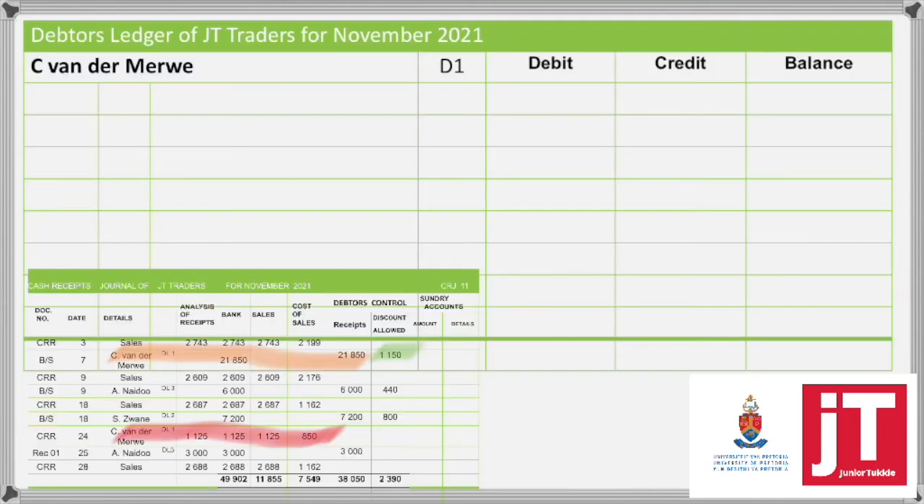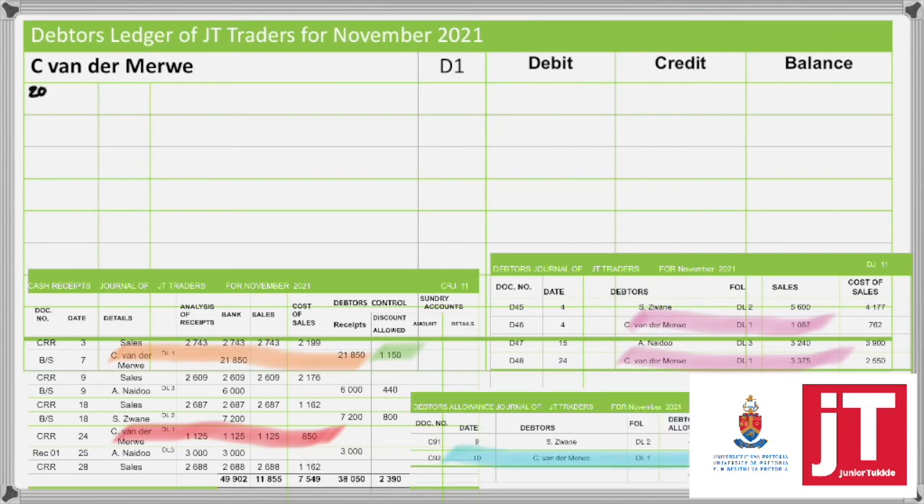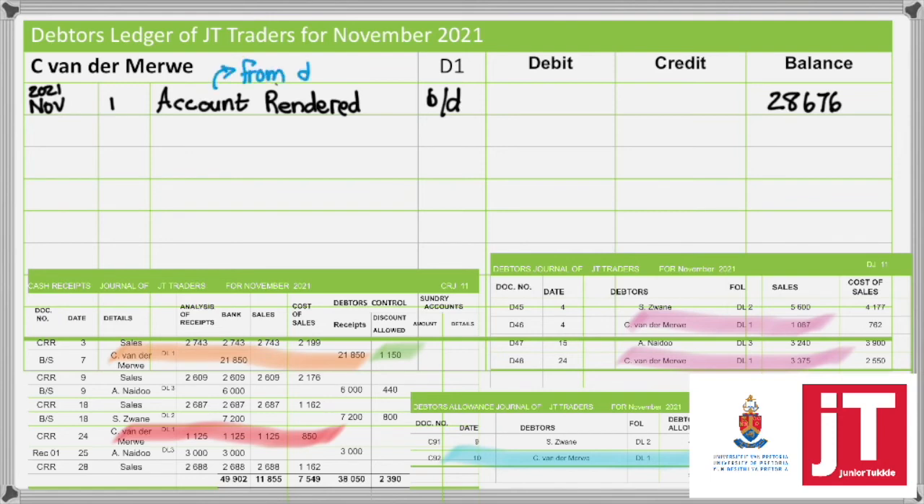Now we're going to look at the debtors ledger individually for C. van der Merwe. When we have C. van der Merwe, we have to look at all the journals together and highlight or find C. van der Merwe's transactions. These are the highlighted ones I show you here at the bottom. The first entry here is the account rendered from the debtors list, and that is your beginning or opening balance. It is only posted to the balance column because it's only a balance.